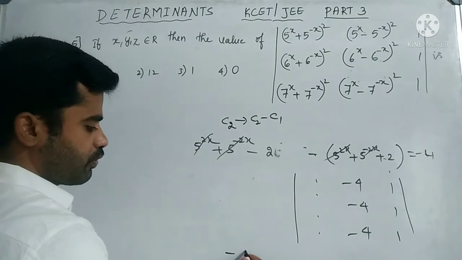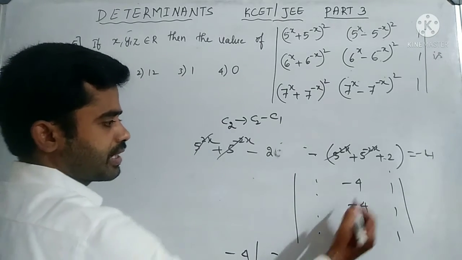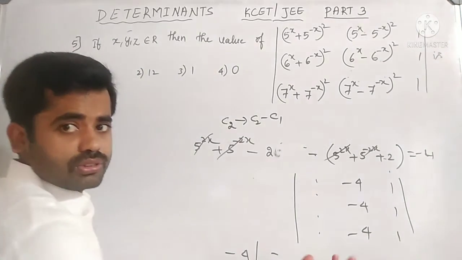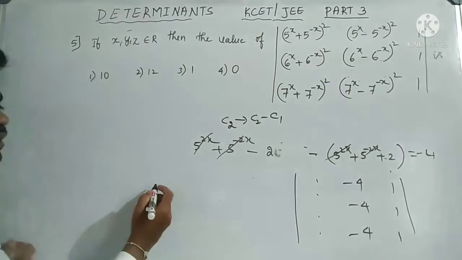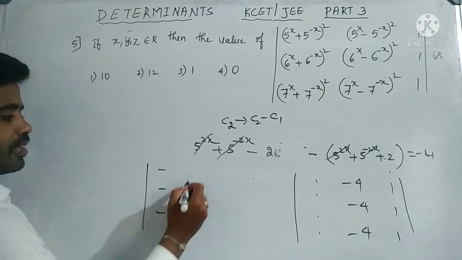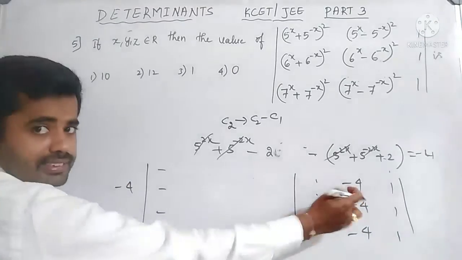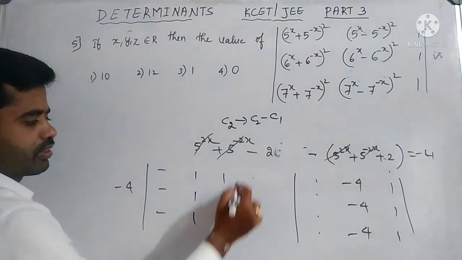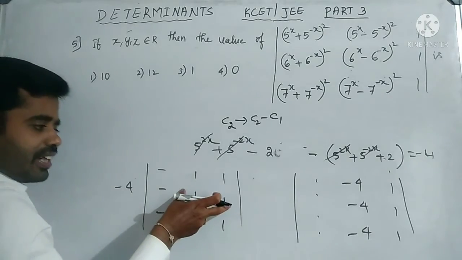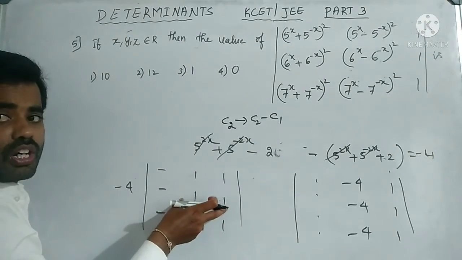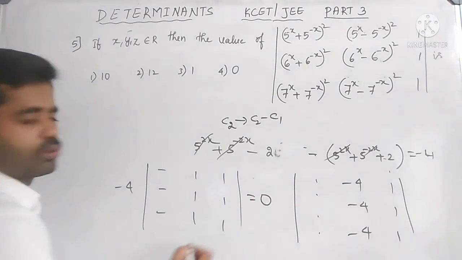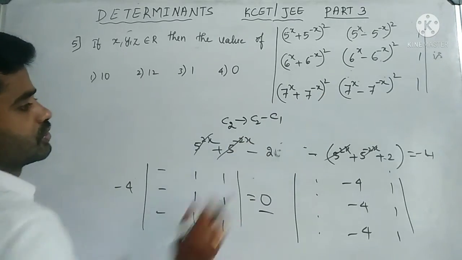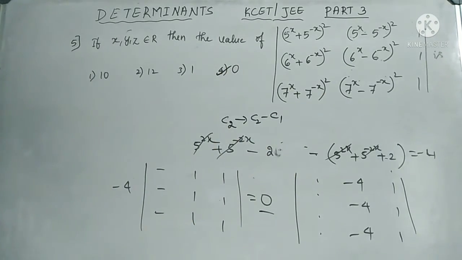Now here I will take minus 4 common from the second column. This becomes 1 1 1, 1 1 1, and the third column is as it is. In a determinant, if two columns are the same, then the value of the determinant is 0. 0 into anything is 0 only. Then what is the value of this one? 0. Which option? The fourth one.